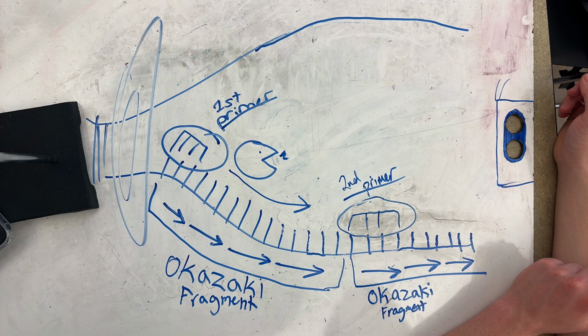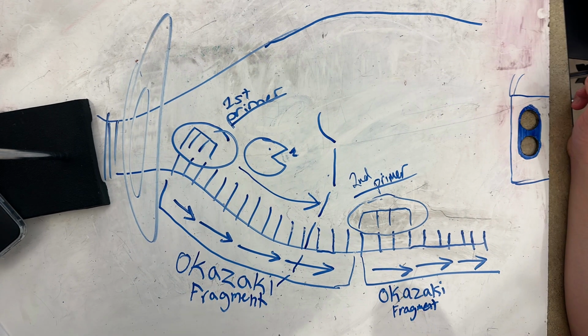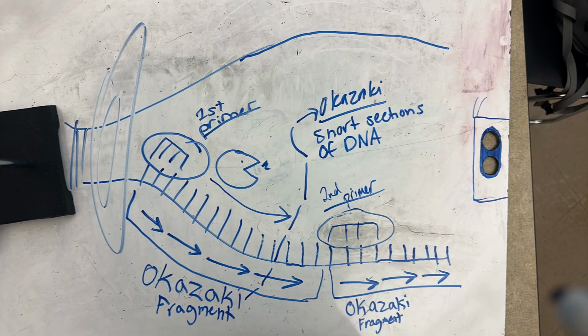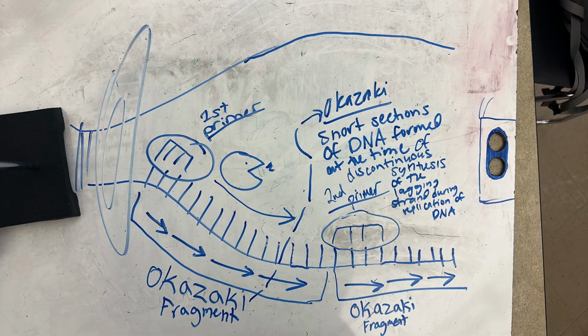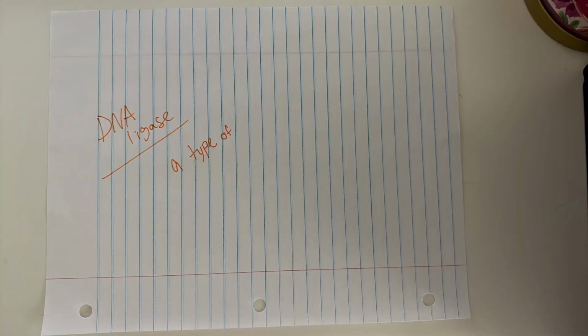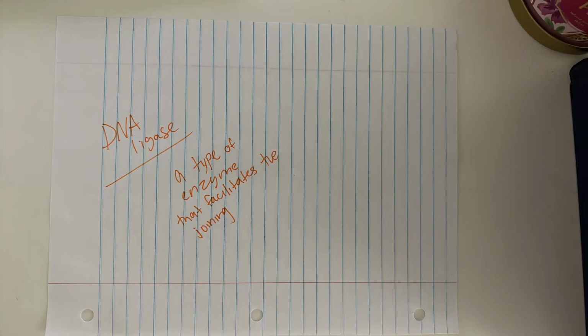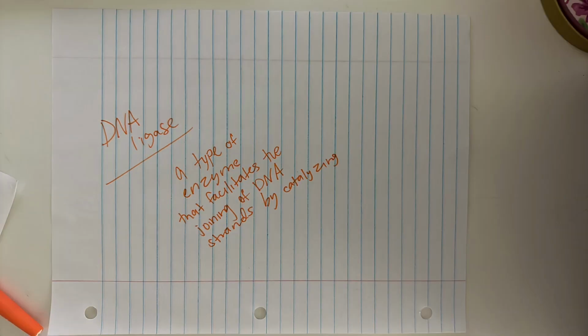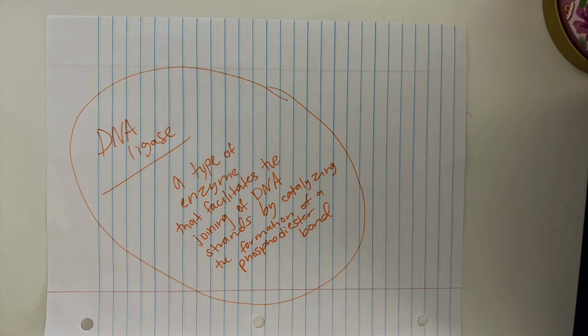The Okazaki fragments are at the bottom, and they come in between the gaps of the primers. The Okazaki fragments are short sections of DNA formed at the time of discontinuous synthesis of the lagging strand. The DNA ligase is a type of enzyme that facilitates the joining of DNA strands by catalyzing the formation of a phosphodiester bond. And yeah, that's it.